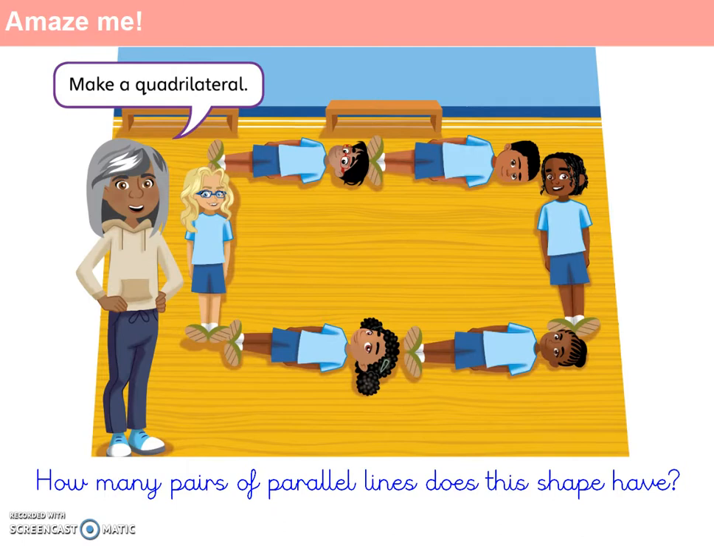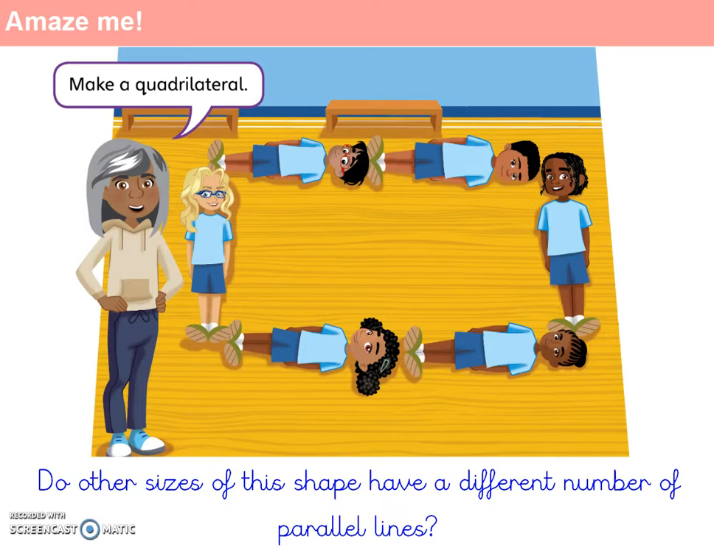So in order to answer this question, we're going to think about the definition of those two words. So what is a quadrilateral and what are parallel lines? And then secondly, once you've identified those two things, we're going to be thinking about how you can check whether any lines of this shape are parallel. For question 1b, we're asking, do other sizes of this shape have a different number of parallel lines? So when you've worked out what this quadrilateral is, if we made it different sizes, would we still have the same number of parallel lines or different?